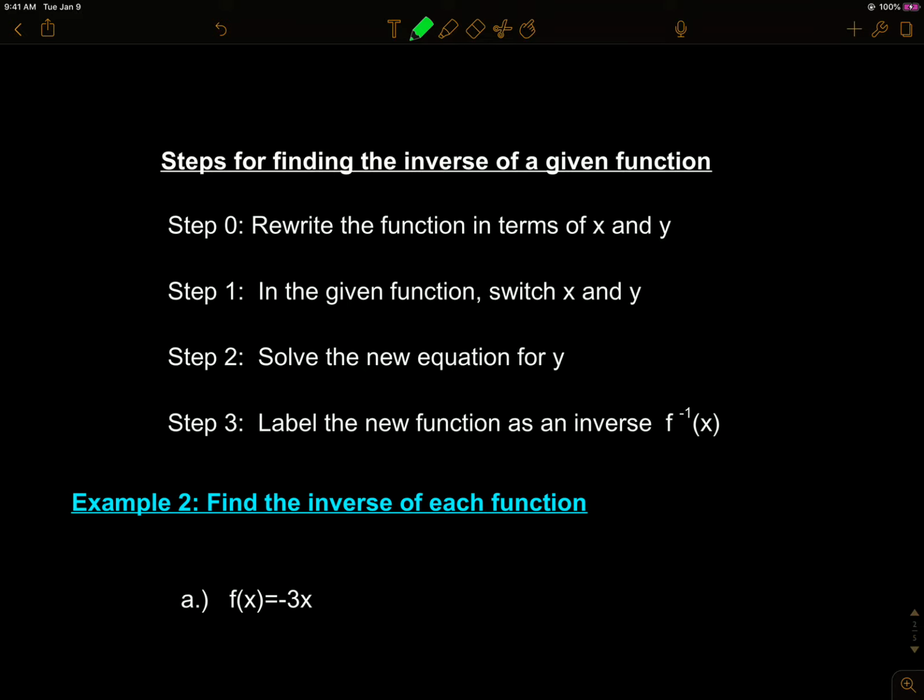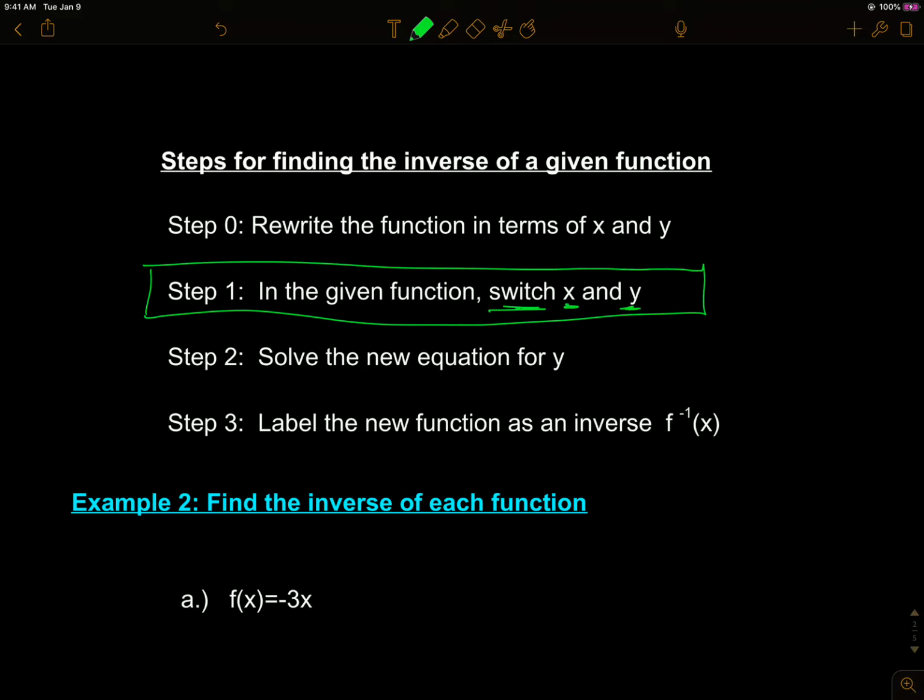So after you rewrite with y's and x's, you're going to then switch the x and the y, because this is the key step. This is the definition of an inverse, right? Switch the x and y. So now you have your new inverse equation. So step 2 is going to be solve that equation for y. And then we take out our y notation and we put back in our inverse notation. This notation is very important. It tells us something about this function. It says, hey, this is the function that undoes whatever f does, as g inverse would undo whatever g does.